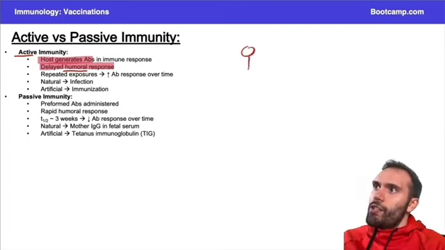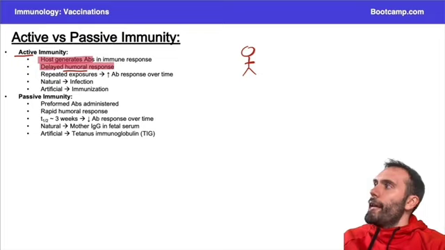In this situation, let's say that this is our patient, our host. So in this patient in particular, it's going to be the patient or the host that is going to be producing the antibodies.